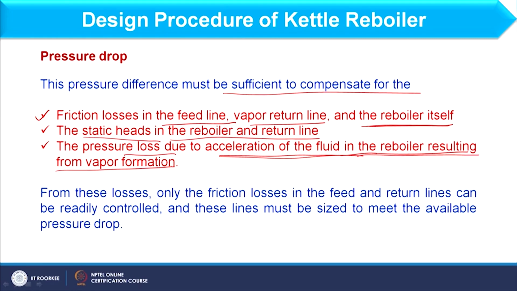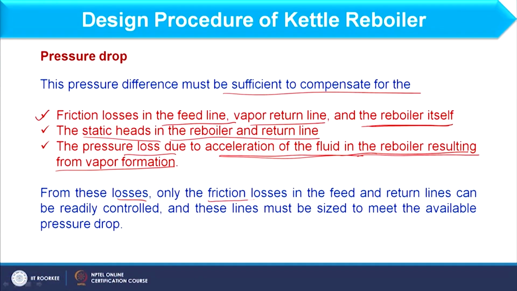As far as pressure drop on the reboiler side is concerned, in the reboiler section, whether it is the feed line, the reboiler itself or the return line, fluid will be available continuously, and therefore we should consider static head in these sections. Because fluid is continuously moving in the reboiler, return pipe and feed pipe, friction loss should also be there. We also have to consider the pressure loss from vapor formation when vapor is moving in the reboiler, which gives certain acceleration. All these three factors we should consider to find the pressure drop in the kettle reboiler, and combined they should be less than the available pressure drop which we discussed on the last slide.